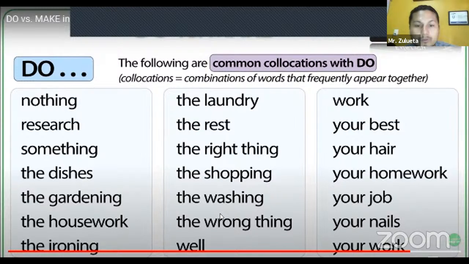Right and wrong. Do well. Hazlo bien. Hacer bien. Do work. Do your best. Hazlo mejor. Do your hair, comb or fix your hair. Do your homework. Do your job. Haz tu trabajo. Do your nails. Hacer tus uñas. Ir al pedicure. No sé, arreglarte las uñas. Do your work. Hacer tu trabajo. Good.